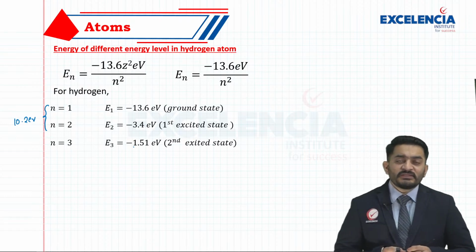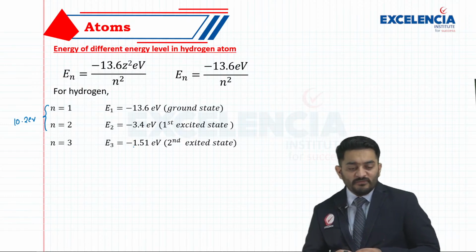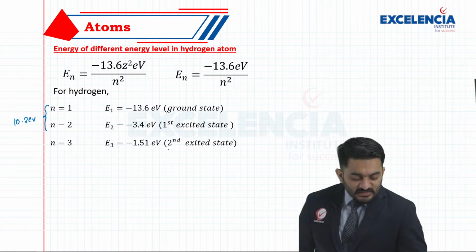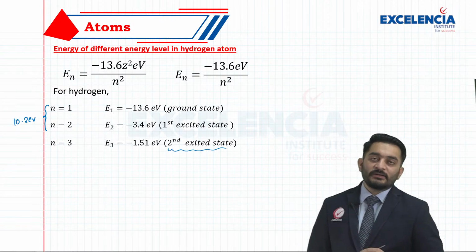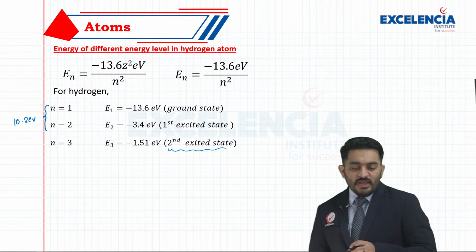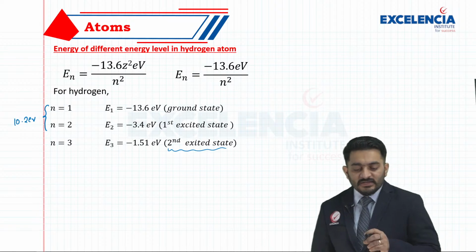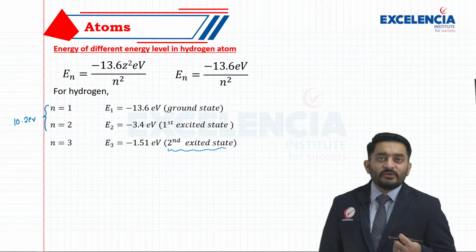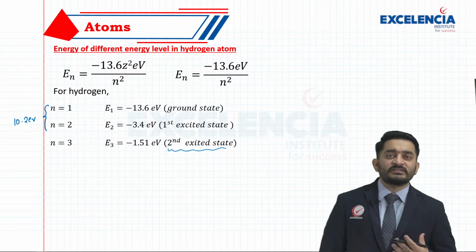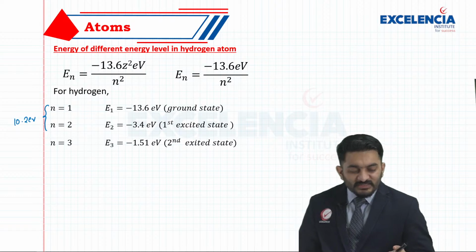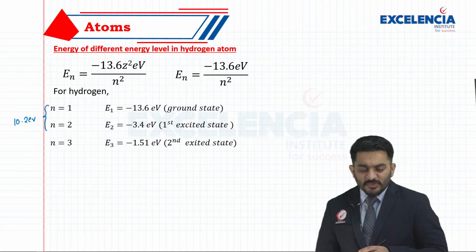One more thing you need to understand: sometimes the value of n you plug in depends on how the examiner says it, for example, second excited state. As we have mentioned, n equal to 1 is your ground state, and your first excited state starts from n equal to 2. So when they say second excited state, the value of n should be plugged in as 3. This is one simple relation you should be able to relate.